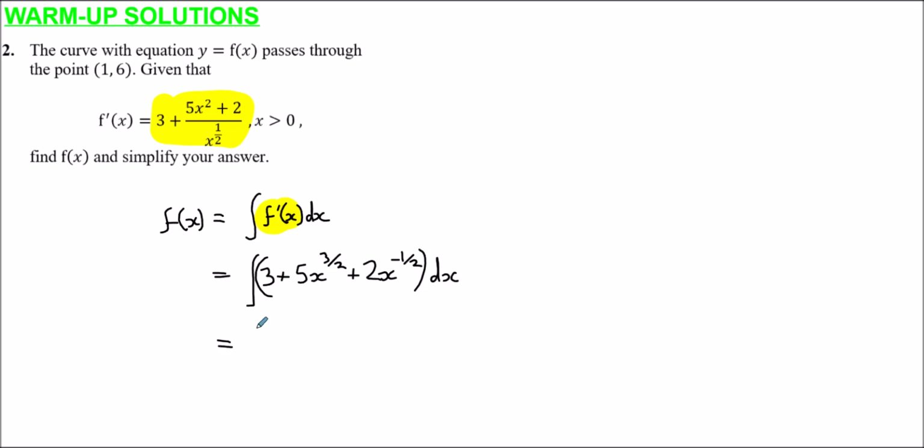So 3 becomes 3x. 5x to the 3 over 2. I'm going to add 1 to the power, so it becomes 5 over 2. Then divide by the new power. Same with this 2x to the minus 1/2. Add 1 to minus 1/2 becomes positive 1/2. Then divide by the new power of 1/2.